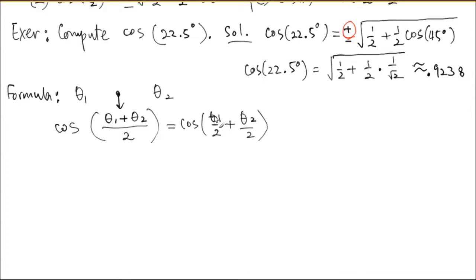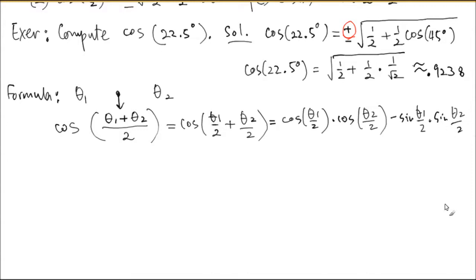You split it like this, and what formula are we going to use to break this addition? The addition formula. So it's cosine theta 1 over 2 times cosine theta 2 over 2, minus sine theta 1 over 2 times sine theta 2 over 2. So that's the addition formula. We haven't reached theta 1 yet. It's still theta 1 divided by 2, theta 2 divided by 2. So what is the next step? How do you get rid of this theta 1 divided by 2?